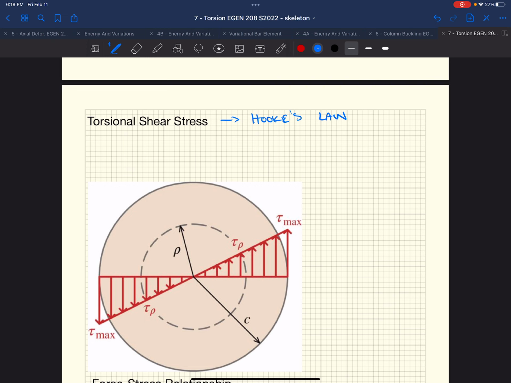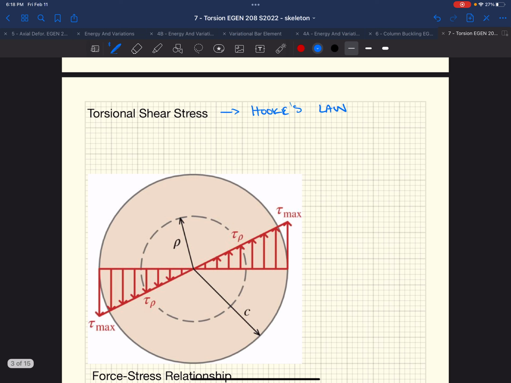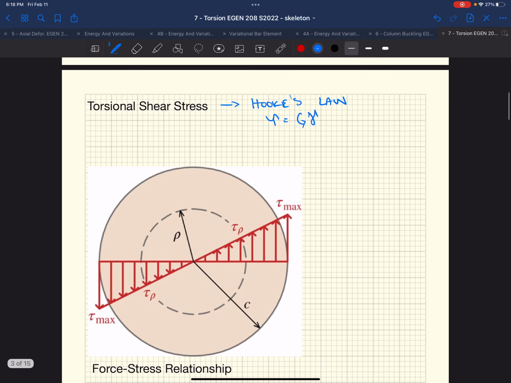Well, if we look at torsional shear stress and we relate that back to strain, we have this Hooke's law relationship where we have the shear modulus, which is essentially the stiffness of a material in shear. We have the Young's modulus, which is the stiffness in axial load. So it's the same thing where we have E epsilon equals sigma. Well, now we have tau equals G times gamma, okay?